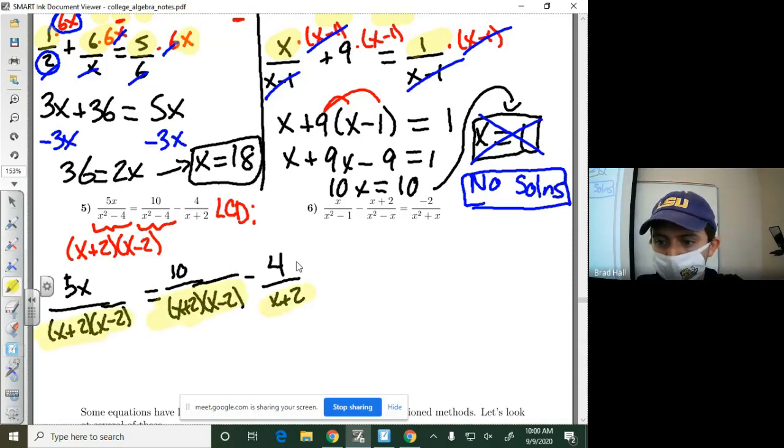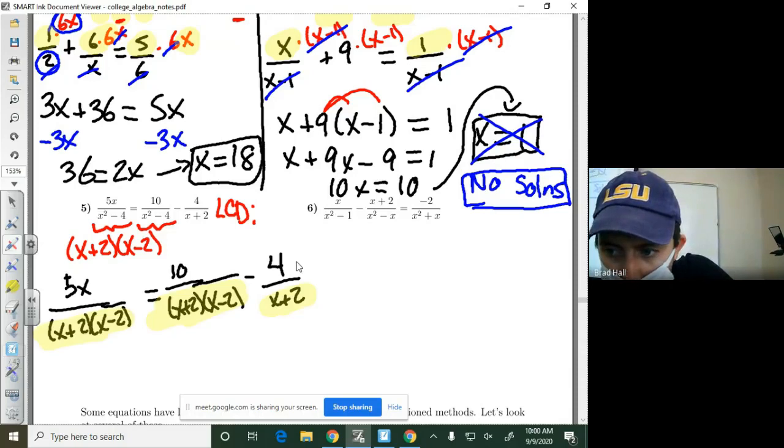really 2 unique denominators. X plus 2 times x minus 2 is one denominator. We just happen to see it twice. And x plus 2 is the other denominator. Now, our least common denominator needs to have a component for each factor. So I see x plus 2. So naturally, I'm going to add in x plus 2.